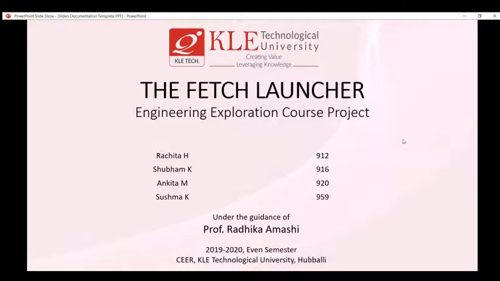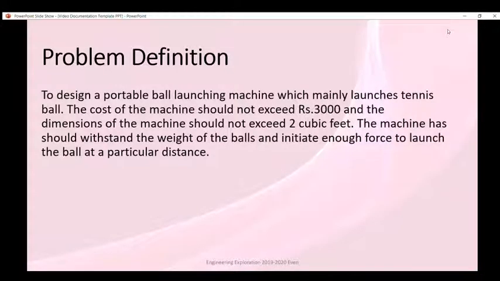The course project that was assigned to us is the ball launcher. So let us look into the problem definition of the course. The main objective of the course is to design a portable ball launching machine which launches a tennis ball. The machine should be designed in such a manner that its cost should not exceed 3,000 rupees and its dimension should be within 2 cubic feet.